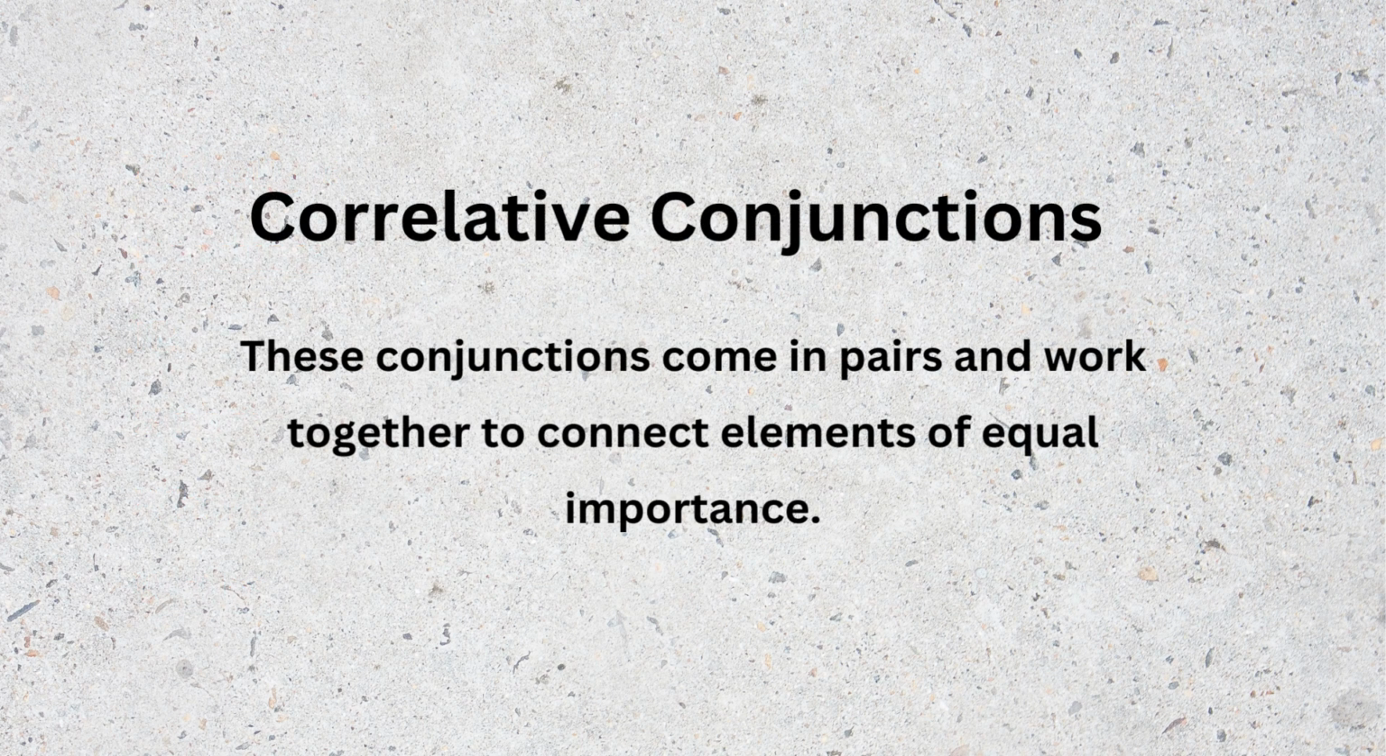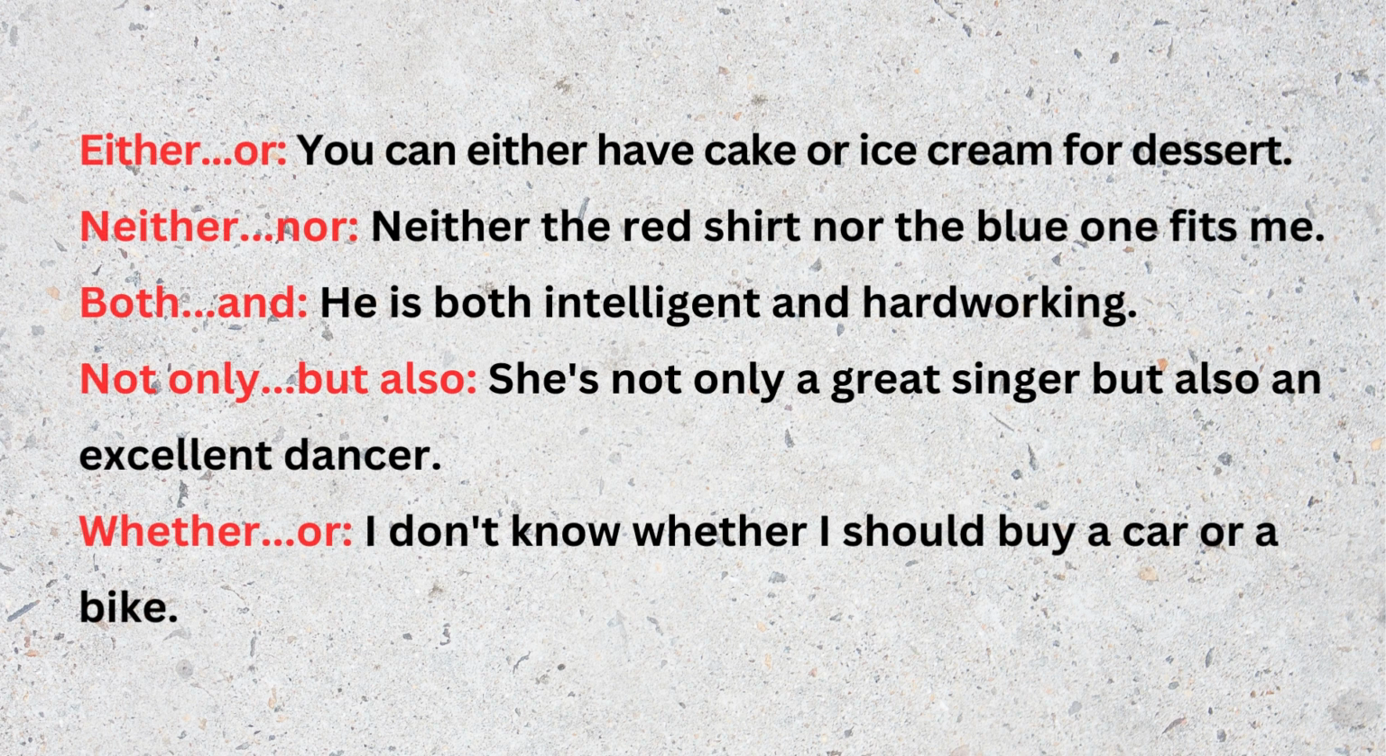Next one is correlative conjunctions. These conjunctions come in pairs and work together to connect elements of equal importance. For example, either, or: You can either have cake or ice cream for dessert. Neither, nor: Neither the red shirt nor the blue one fits me.